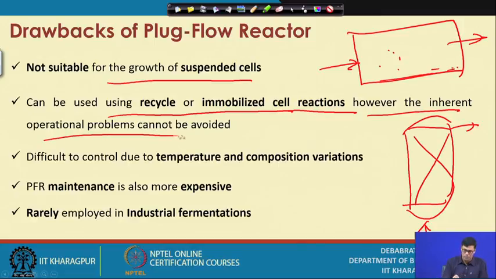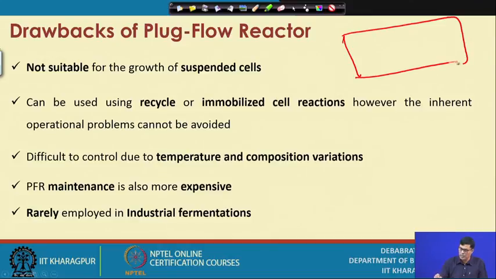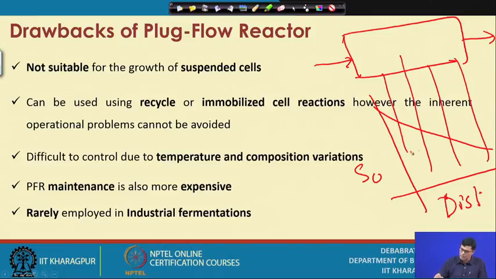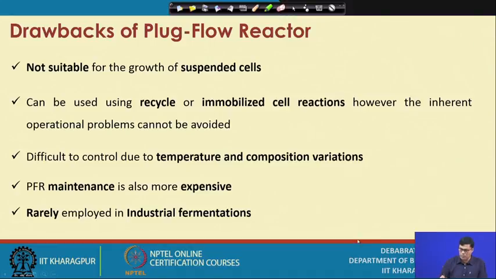However, the inherent operational problem cannot be avoided. What is the operational problem? There should not be any back mixing. It is difficult to control the temperature and composition variation. Suppose in this reactor you make a concentration profile with respect to distance; at different distances your substrate concentration will be different. So it is difficult to control the temperature because there is no mixing, the heat transfer will not be proper, and I showed you how the composition variation is there. Plug flow maintenance is also more expensive and it is rarely employed for industrial purposes. So this is why the plug flow reactor is rarely used.